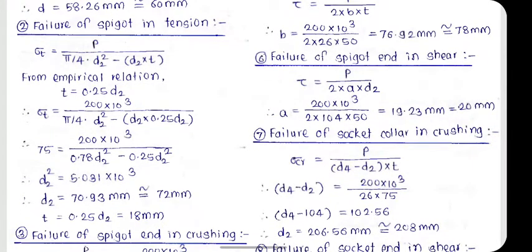So after solving this equation in terms of d square, you will get a value 5.031 multiplied by 10 raised to 3. So take the square root of this value, you will get diameter d2 as 70.93. So for safer design, take the value 72 mm. Okay, again use the empirical relation, that is T is equal to 0.25 d2. You can calculate the thickness as 18 mm.